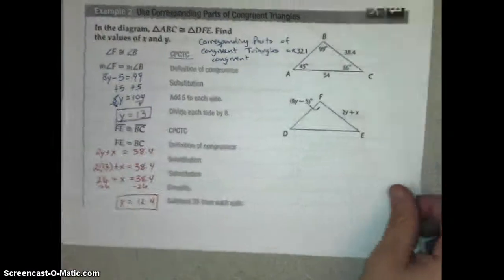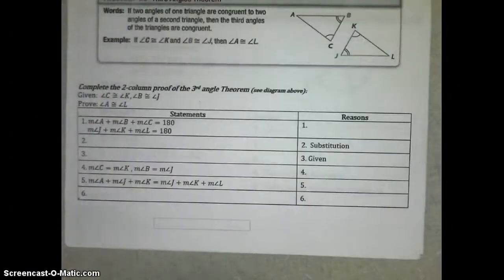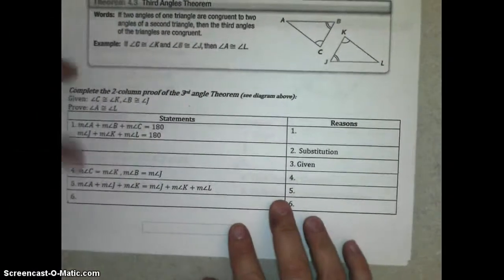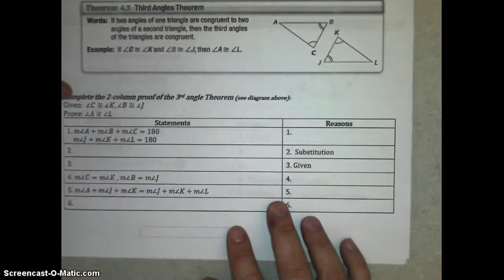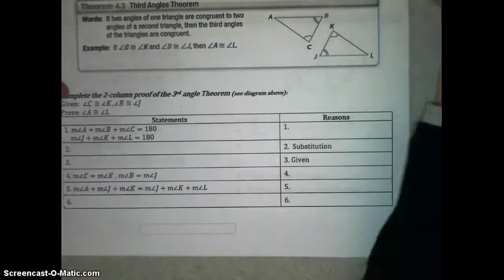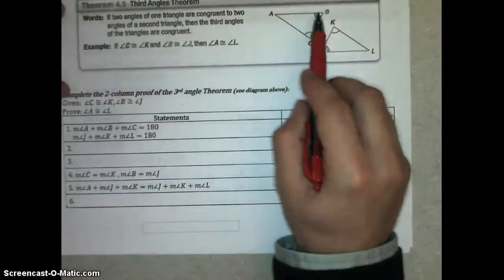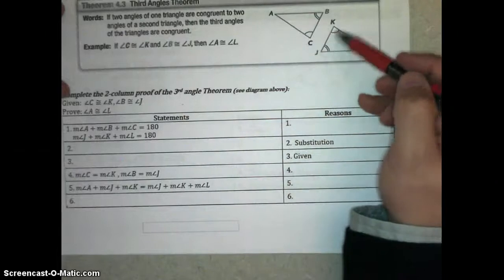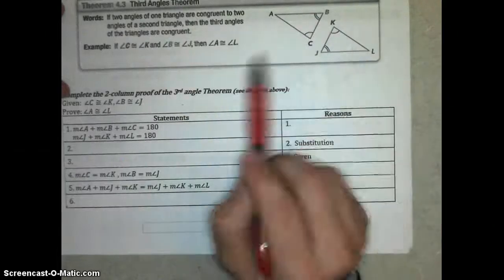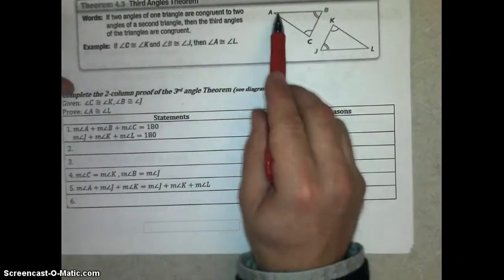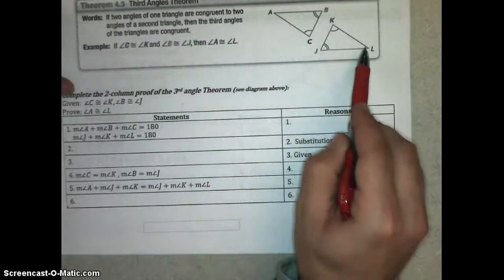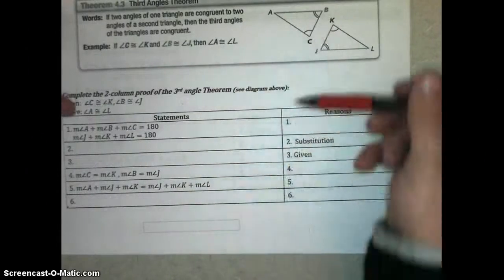All right. Let's move right along. Now we are going to get into some proofs, and we'll get to that in just a second, but let's look at this theorem, the third angles theorem. So if I've got two angles of one triangle that are congruent to two angles of another triangle, the third pair of angles have to be congruent. So we would know that angle A has to be congruent to angle L. And this is really easy to see once we prove this.